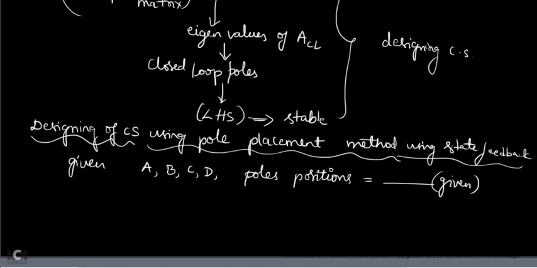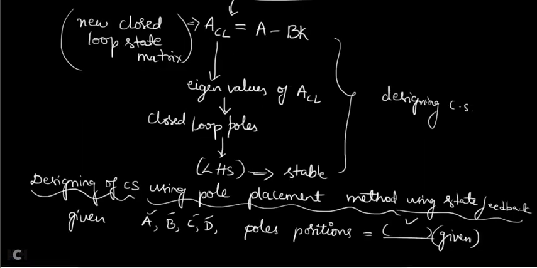As I told you previously, in previous problems they would give the control system and you would find where the poles are present. But now here pole positions will be given to you, and for those pole positions you have to design the control system and find out the state space model. So it is the reverse way of problem. That is why it is called designing of control system. So the pole positions will be given, and A, B, C, D, everything will be given.